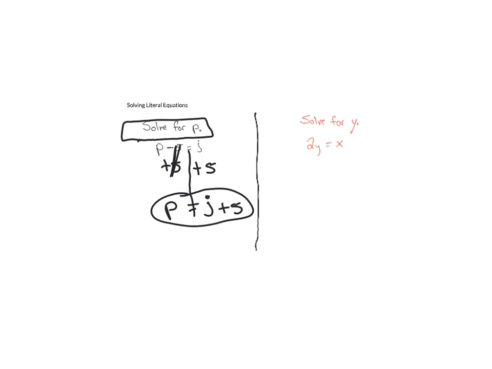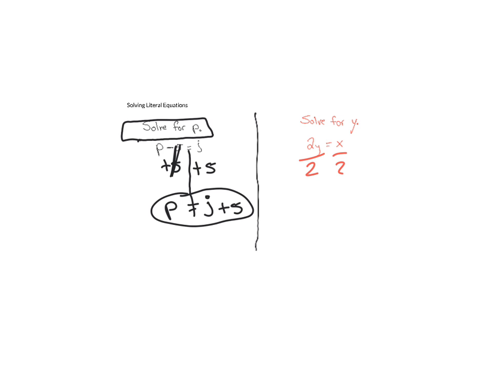Let's look at the red example. It says solve for y, and that immediately tells me I want to get the letter y by itself. Now, if I am solving this equation, I know from our other solving equations practice and my knowledge that I would divide by 2. So I'm going to divide by 2 on both sides.